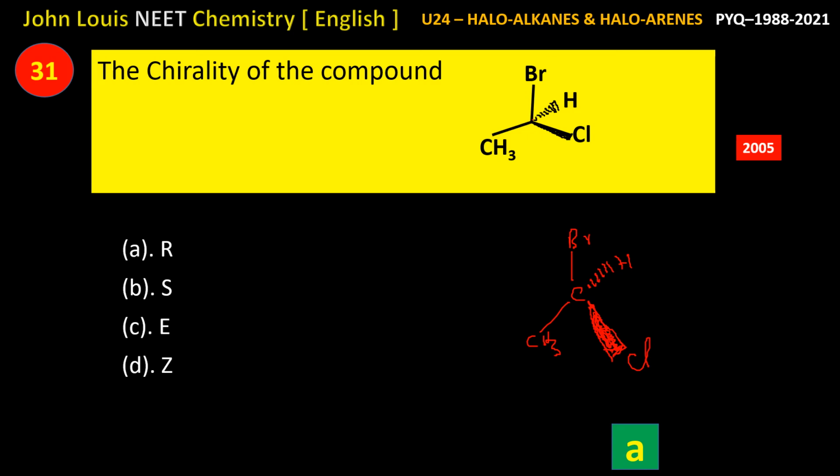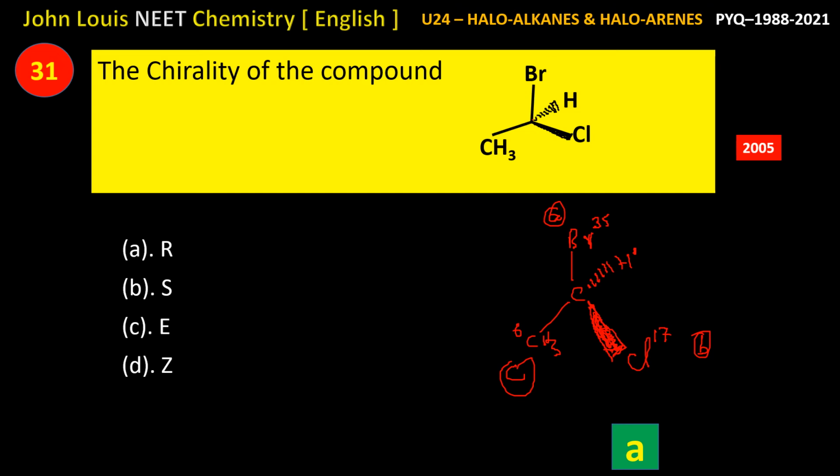So that's what we need to understand. So now we have to choose a priority. So what is the atomic number of bromine? Bromine atomic number is 35, chlorine is 17, hydrogen is 1, and this carbon, what is the atomic number? It is 6. So therefore, what is the priority here? So bromine is A, chlorine is B, and carbon is C.